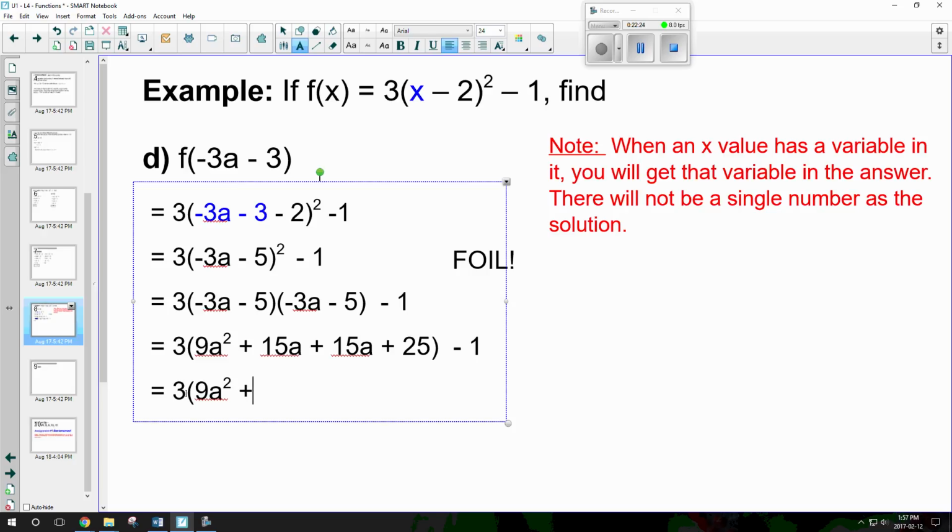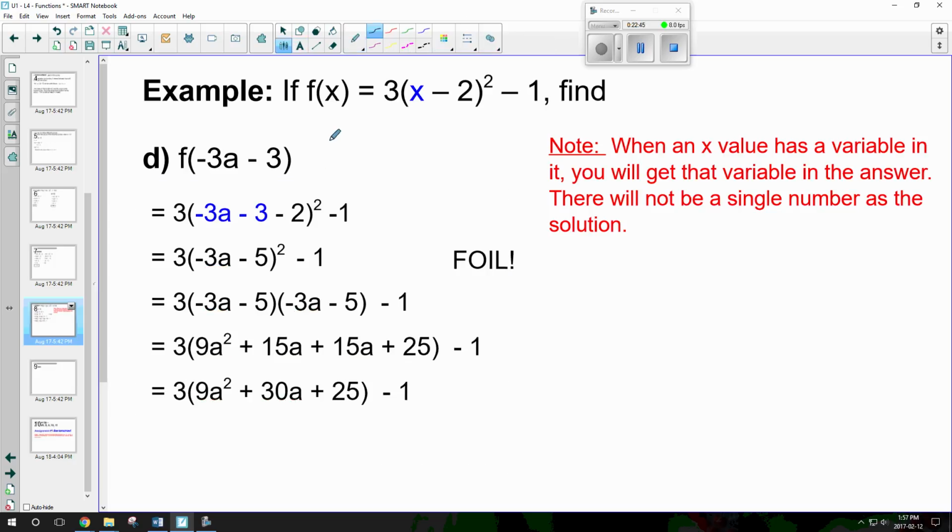So we have 3 bracket 9a squared plus, now when we put these two terms together in the middle, we get 30a, and then plus 25, and bracket minus 1. Now we can deal with this 3 outside the bracket. So remember, to deal with that, we take this 3 and multiply it by everything inside our bracket. We're going to take this 3 and multiply it there, and also multiply it there.